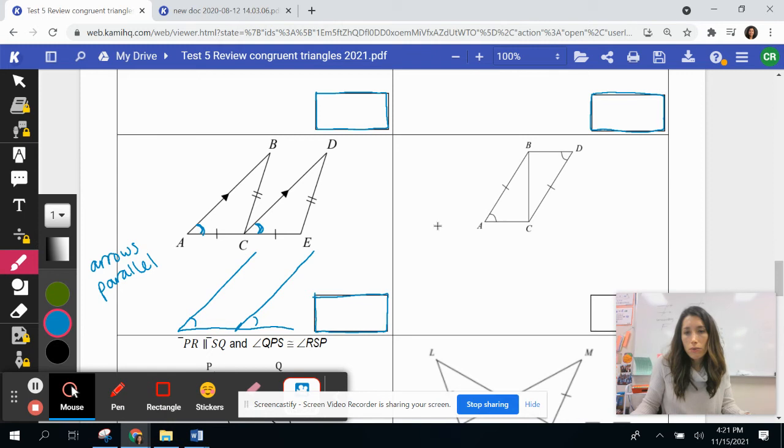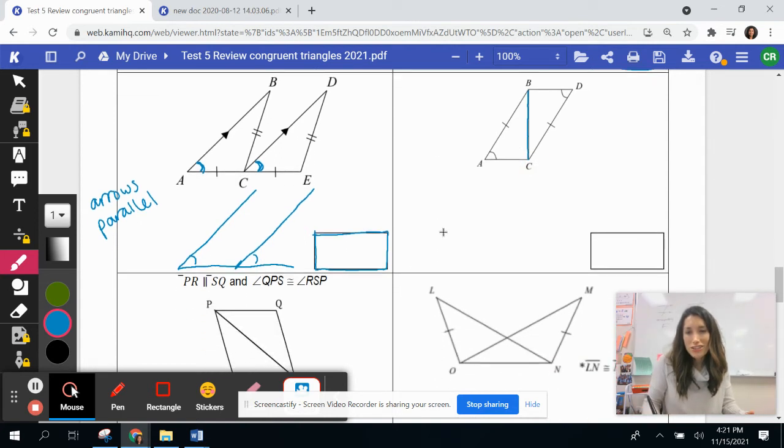Okay, and here we have all the information on the diagram in addition to this side here being equal to itself. State why these triangles are congruent.